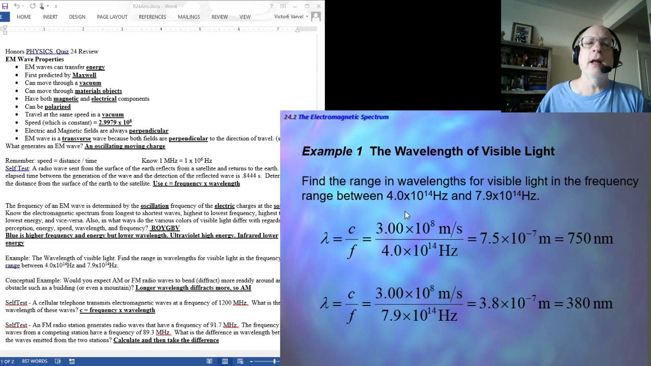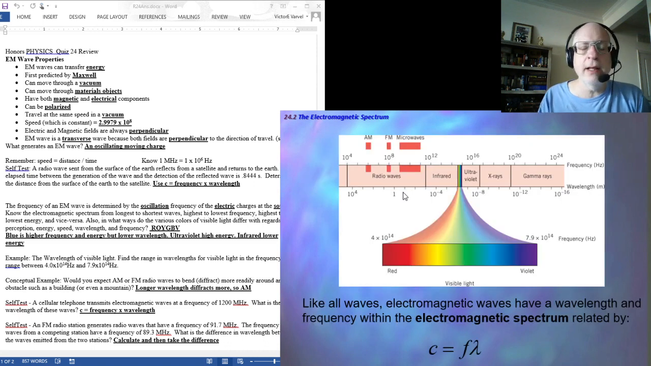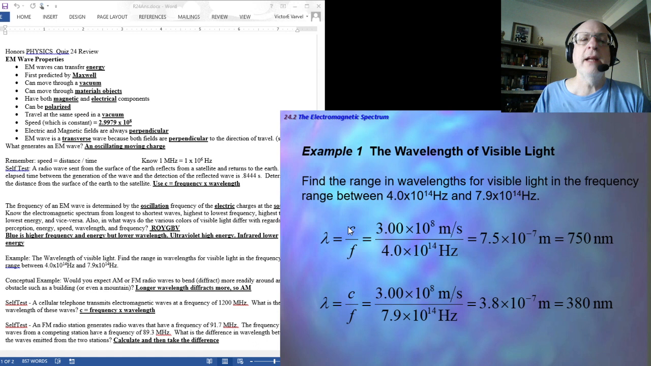So let's look at an example of how we use this c equals f lambda equation, which we've used before. Speed is equal to frequency times wavelength, so wavelength has to equal speed over frequency. Find the range in wavelengths for visible light in the frequency range between 4 times 10 to the 14th hertz and 7.9 times 10 to the 14th hertz. Well, first I calculate the wavelength at 4 times 10 to the 14th, then I do the same thing at 7.9 times 10 to the 14th, and I get 750 nanometers and 380 nanometers. So that's the range from 750 to 380.